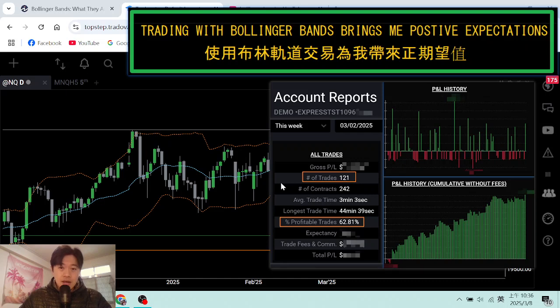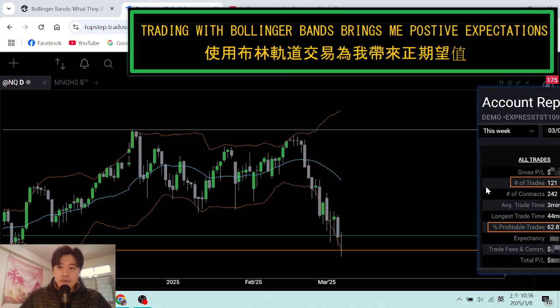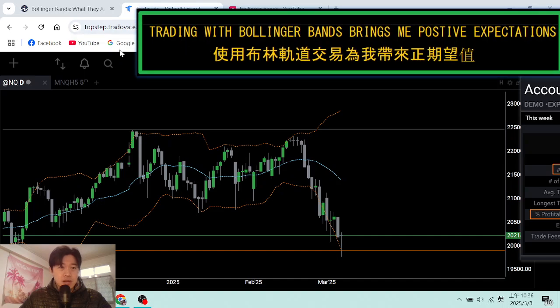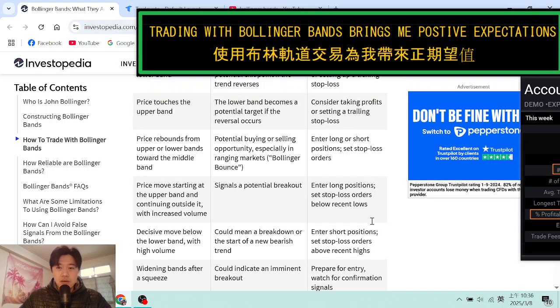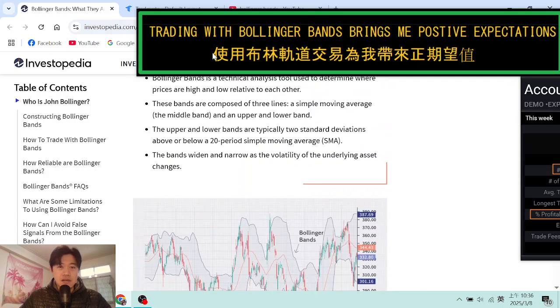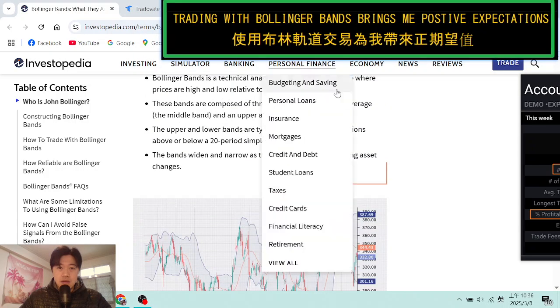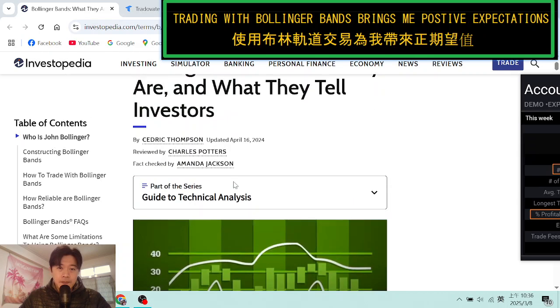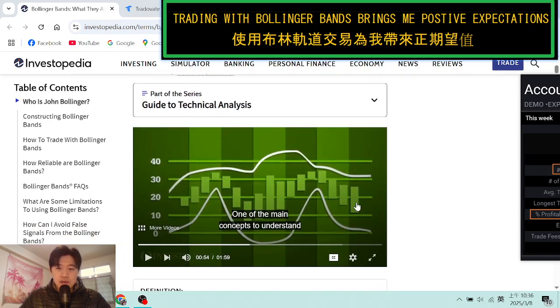Now I want to show you guys some information which is public. You can search wherever on the internet. There's a lot on there. And this one is from Investopedia. And here's a little explanation about the Bollinger Bands.